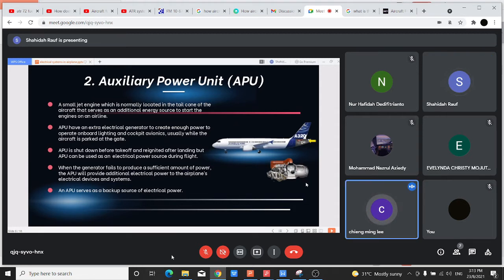Aircraft parked on ground. Where do you get the DC power? Anybody? Is it from an external generator? Yeah, here you got one missing. Here is the GPU, ground power unit.